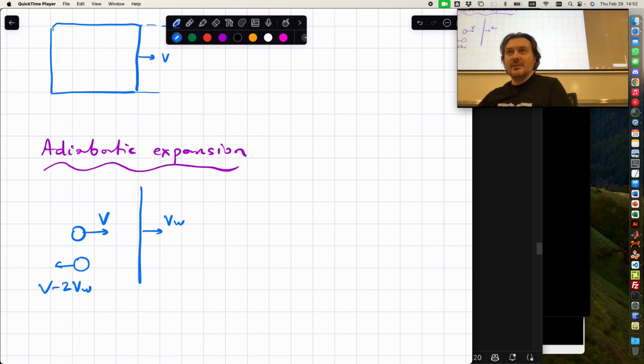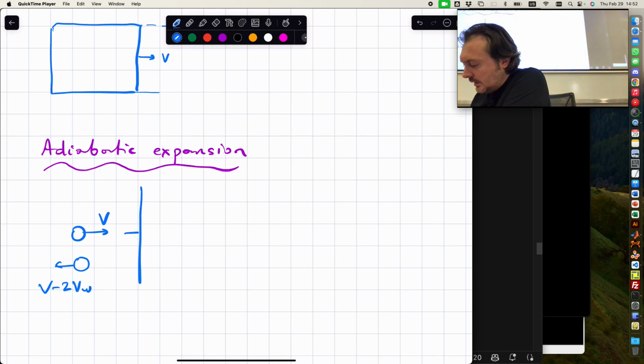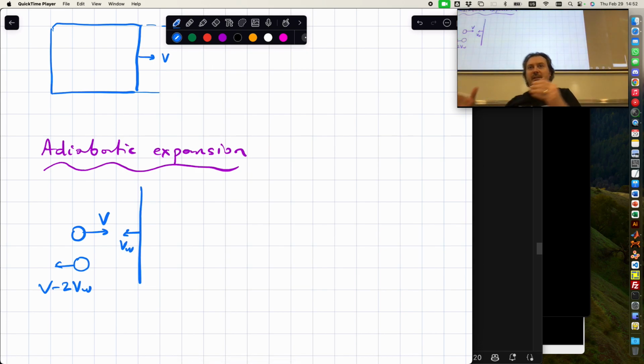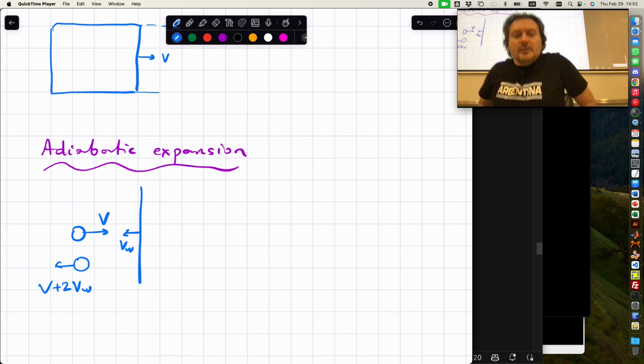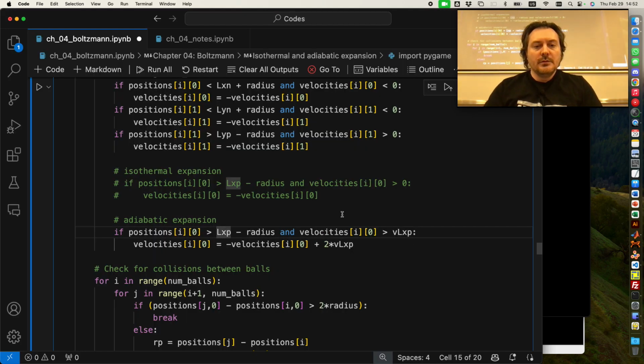No, it doesn't? What if the wall is moving towards it? Maybe that's better. If it's V wall moving in this direction, not only does it get the V wall, but it also gets another V wall because it was moving towards it already. Okay. In any case, this is how you include it.